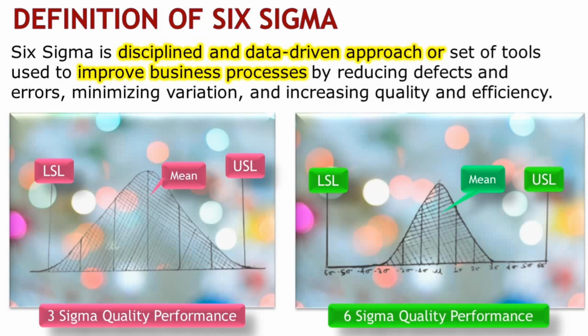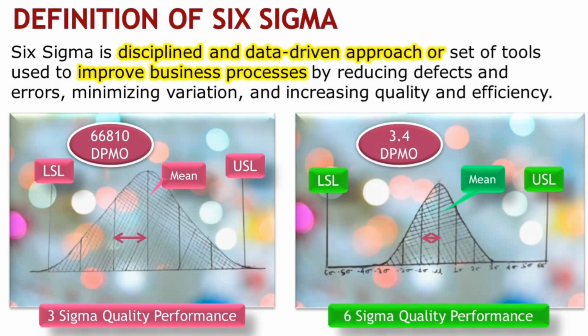If we compare both the curves, we find that the first curve with high standard deviation would result in 66,810 defective parts per million, whereas in the second normal distribution with less variation, we have only 3.4 defective parts per million.